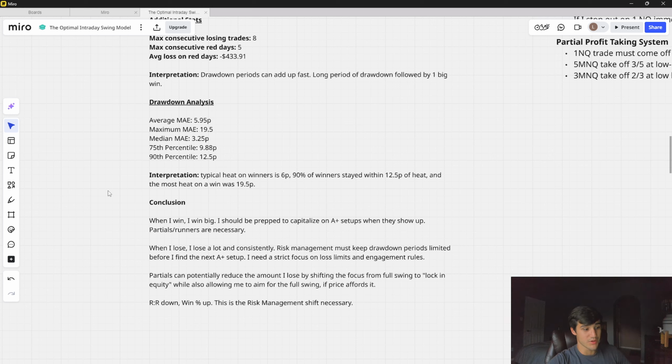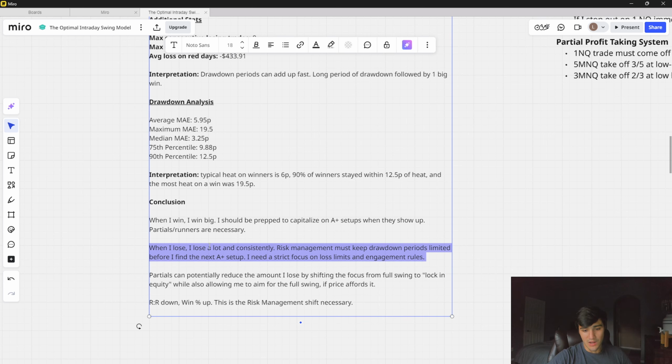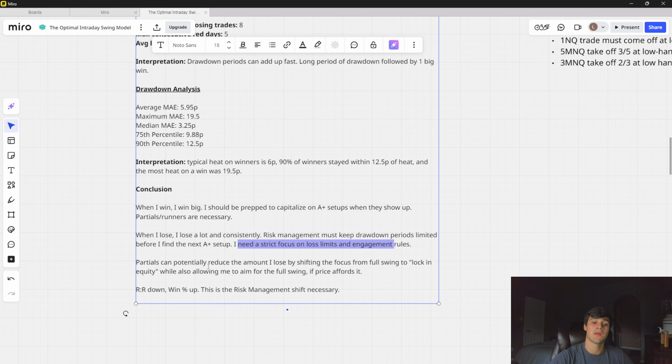I've had a lot of opportunity where I could have locked in equity and I would be profitable this month 100%. Instead, I'm still in drawdown because I'm not locking in equity. I'm self-sabotaging. So when I lose a lot and consistently, risk management must keep drawdown periods limited before I find the next A+ setup. I need a strict focus on loss limits and engagement rules. We already went over this.